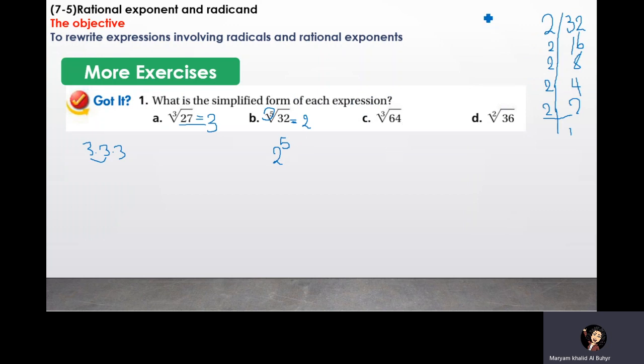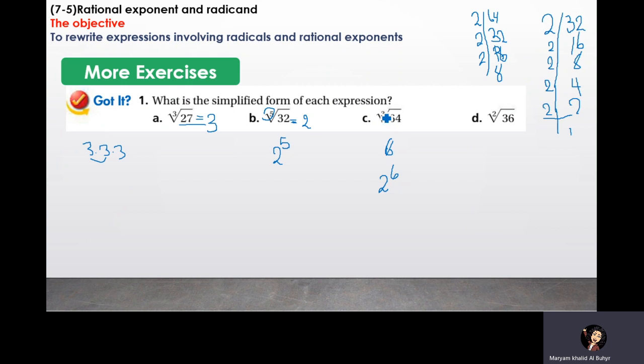64. You will look for a number once you multiply it by itself. So that is 64. So divided by 2, you will get 32. Divided by 2 again, you will get 16. And by 2, you will get 8. And so finally, you can get 2 to the power 6. Okay, but this is 2 to the power 6.